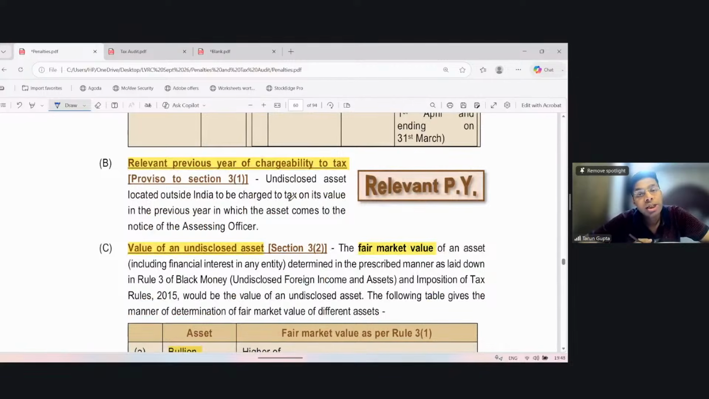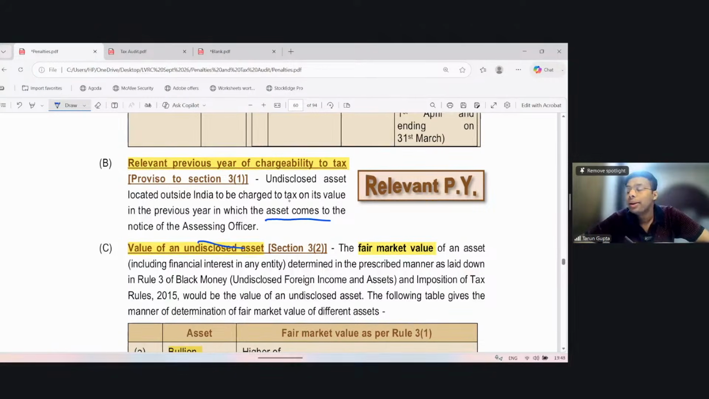Relevant previous year for chargeability of tax. We discussed this. Undisclosed asset located outside India, undisclosed foreign asset, shall be charged to tax on its value in the previous year, not in which it was acquired, but in which the asset comes to the notice of the AO. The asset can be taxed in the year in which it comes to the notice of the AO.